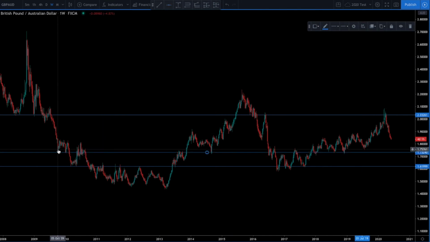So this has 1, 2, 3, 4, 5, 6, 7. So this is a good line. There's probably some more minor ones in here close to where price action is.